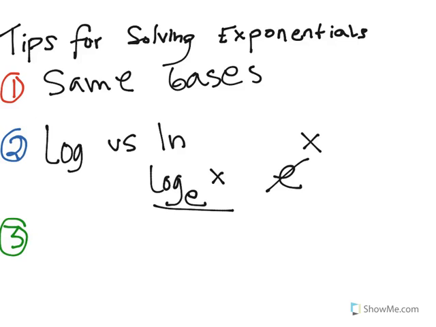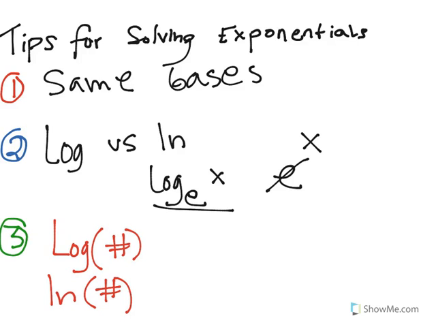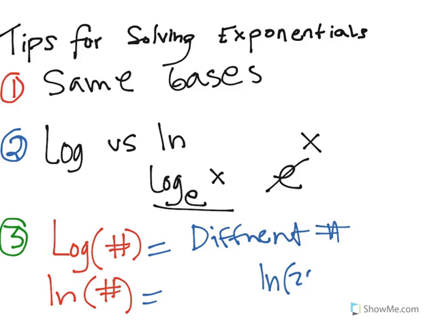The third thing you should always keep in mind is that the logarithm of a number, or the natural log of a number, is just going to be another number. There's nothing to solve here. It's just going to be a different number. So if you have the natural log of 24, for example, you're done.